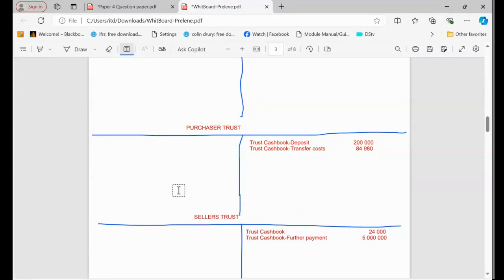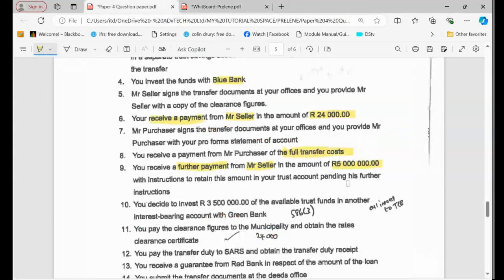Any question? So we're not investing this amount. It's just instructions to keep that amount in the trust account. If they want us to invest, they will tell us. But if they don't tell us, there's nothing we can do. Maybe this guy wants us to keep the money on his behalf because he doesn't want to use it. Who knows?